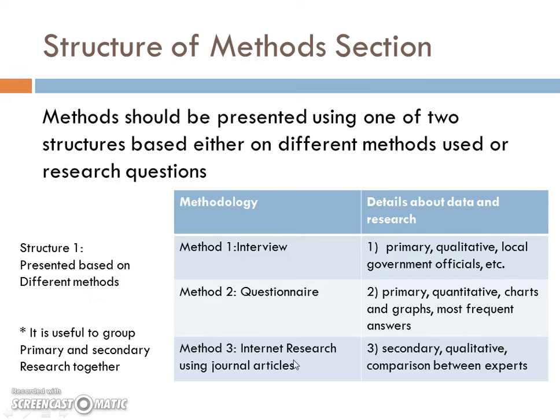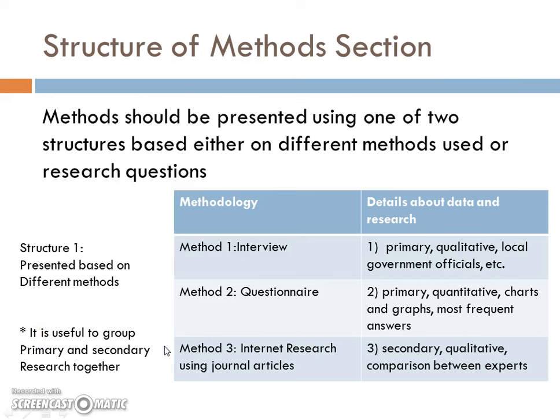The third method used was internet research. And as we can see here, we can go on to describe details about the data and research. For example, secondary research and qualitative data. And we can take that a step further by explaining what we did with the data. So in this case, we compared expert opinions.